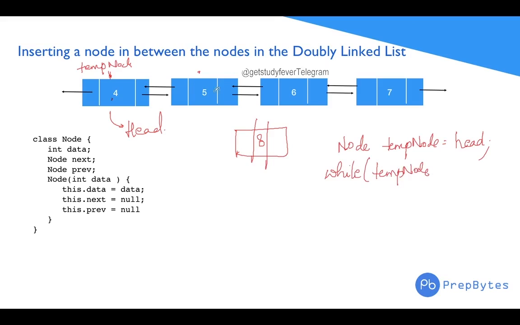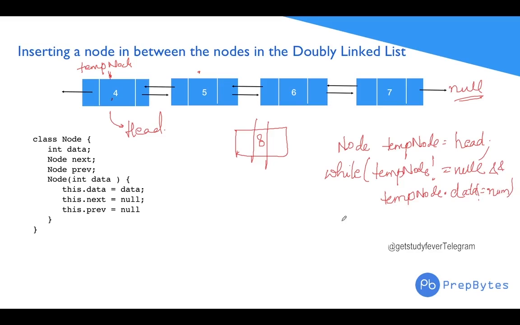It might happen that we keep on searching in the list and we come to this particular place which is null. So temp node will have value as null. We have to make sure that temp node is not null, or for that matter even if the list is empty, temp node will become null. So we have to make sure we do temp node not equal to null and temp node dot data not equal to num. What we are checking here is that temp node is not null and the data is not equivalent to num.